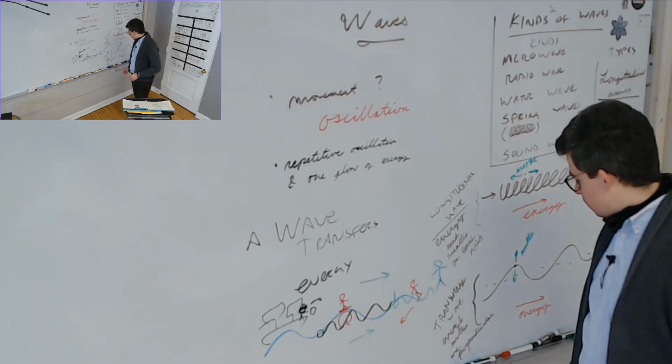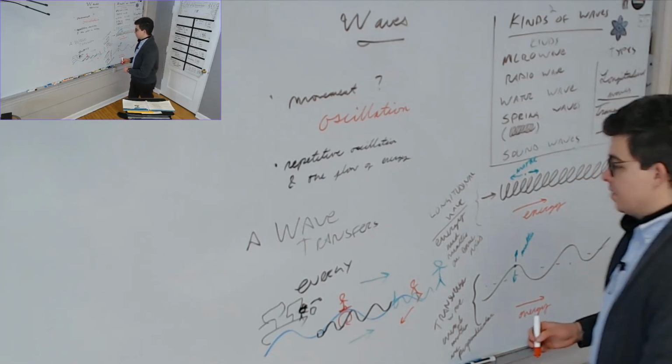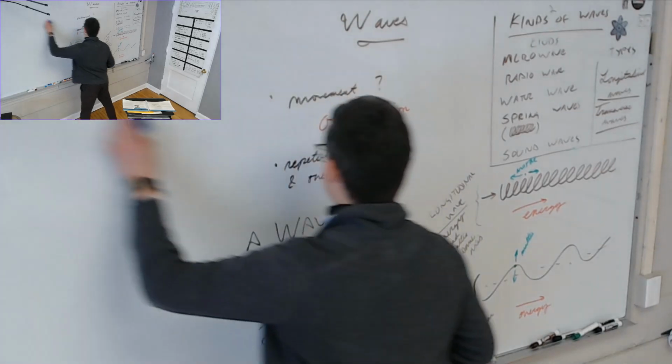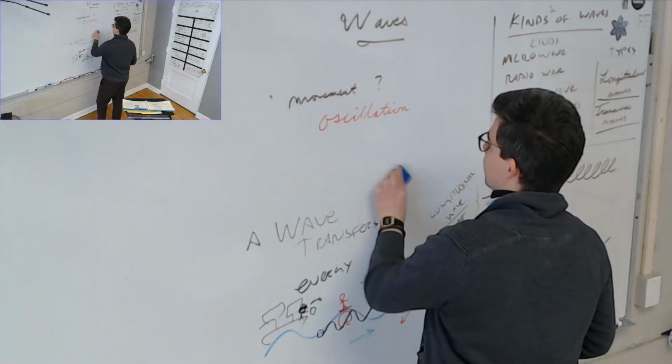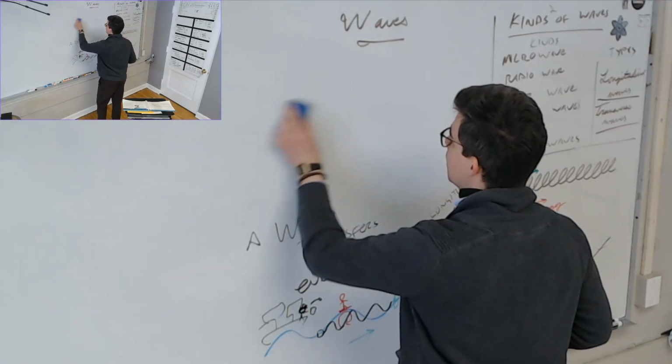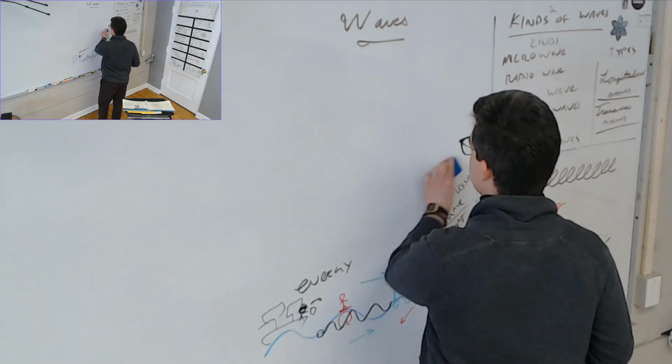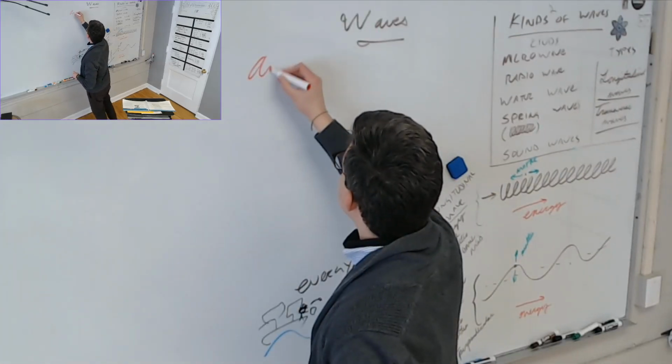Okay, last thing, and then we're going to be done with this. Let's draw a diagram of our two kinds of waves again, and we're going to label the anatomy of a wave. What's anatomy mean?